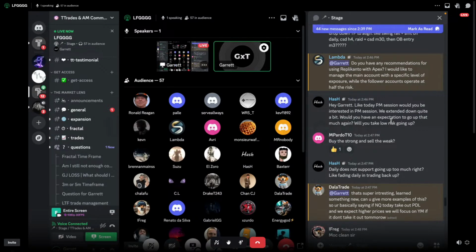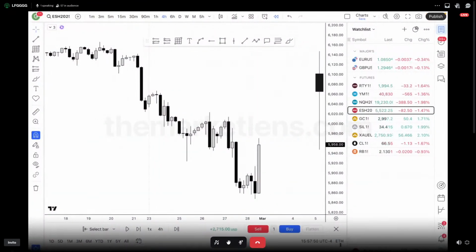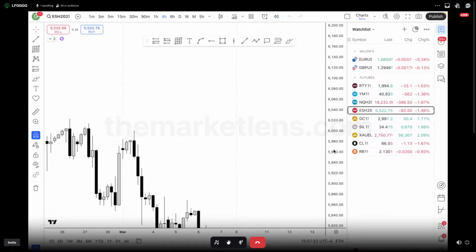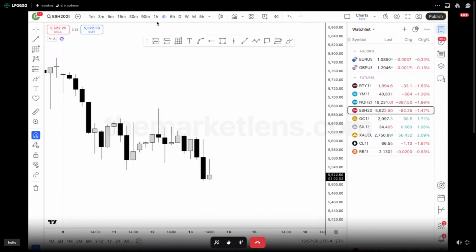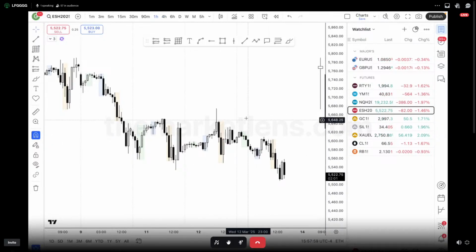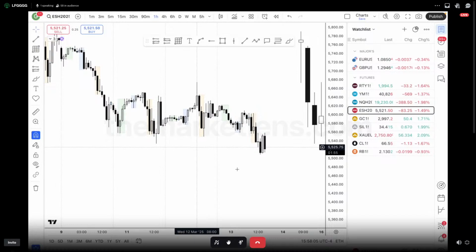Like PM session. Would you be interested? I don't trade PM session. We extend it down quite a bit. Would you have expected to go that much? No, I don't trade PM at all because generally it's lower probability to me. Usually the day is already expanded when PM session opens, so there's nothing to take. It's usually pretty trash in PM.